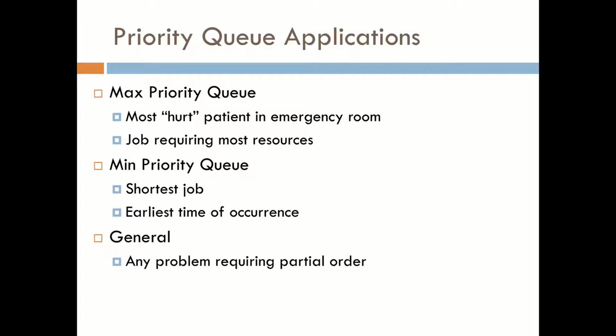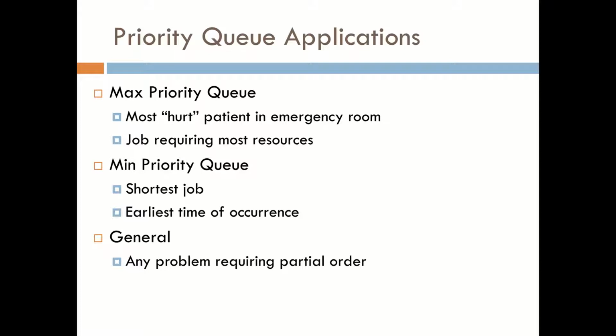What about min priority queues? Well, shortest job. For instance, if you're given 10 tasks and you want to get credit for completing as many as you would like to, you might want to do the shortest jobs first. So that's an example of a minimum queue.